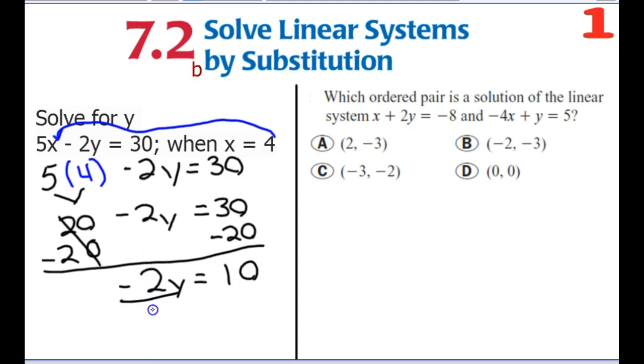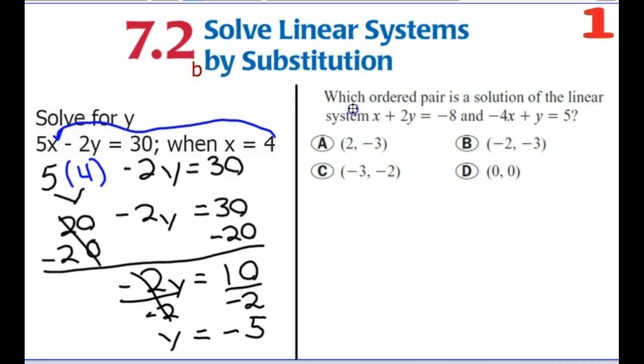Last step, divide by negative 2 because they're touching, which means multiply, and the opposite of that is division. And we get y equals 10 divided by negative 2, which is negative 5. So we solve for y equals negative 5.